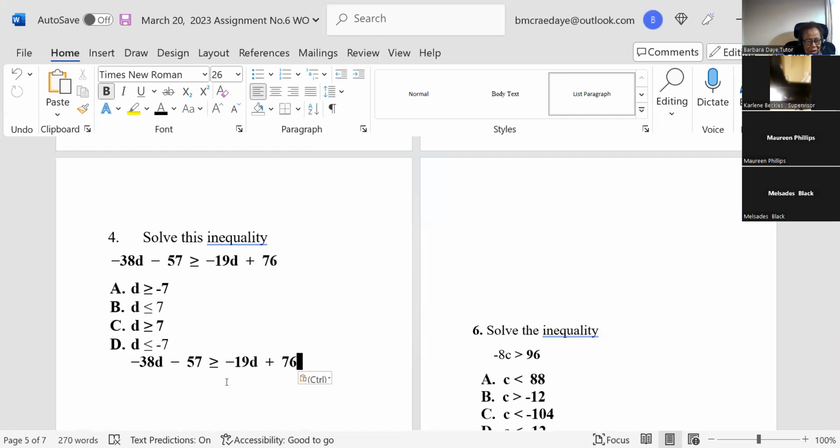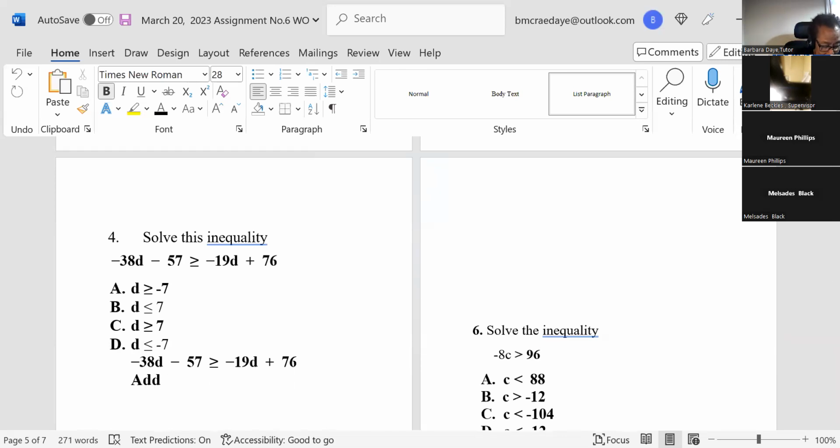Okay, let's take it a step at a time. You want to get your minus 19D on the same side as your minus 38D. That sign is a negative sign, right? So what's the opposite of the negative? Positive. That's right. So positive means you want to add, right? So tell me what you say. Add what? 19. That's right.